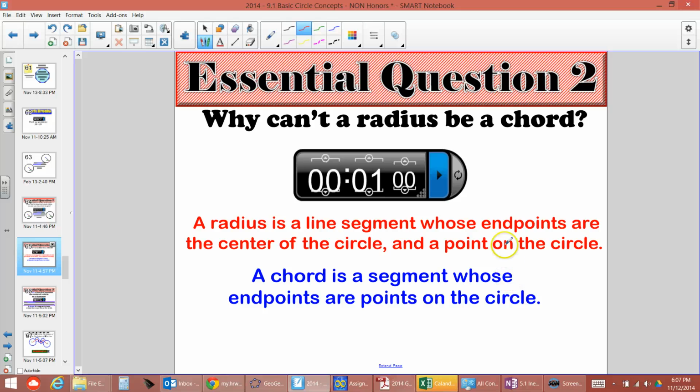Next question. Why can't a radius be a chord? We need to look at the definitions. A radius is a line segment with one endpoint on the center and one endpoint on the circle. But a chord, by definition, is a segment whose endpoints are both on the circle. So since the radius has an endpoint on the center, it can't have both endpoints on the circle. So it can't be a chord.